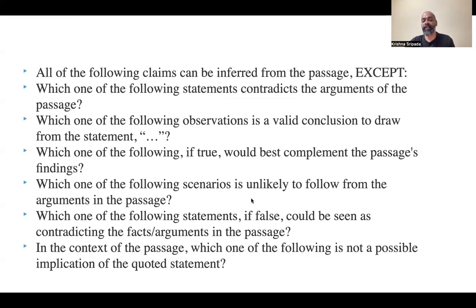Which of the following scenarios is unlikely to follow, now there are multiple ways to ask this. Which of the following scenarios represents or reflects what is happening in the passage, directly with 4 new options. Which of the following scenarios is unlikely to follow from the arguments in the passage? It's basically saying if the passage is true, which of these will not happen, or which of these won't be true, isn't it? So all different extensions of the same argument. Which of the following, if false, could be seen as contradicting the argument? See, if you notice, it contradicts the argument, if false, could be seen as contradicting. Okay, so this is just making the question tougher.